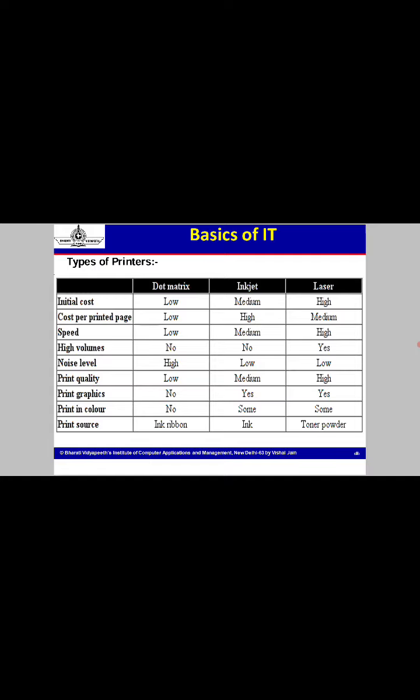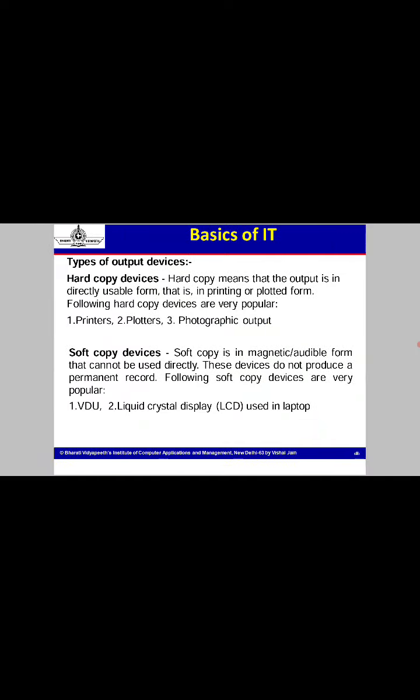So different types of printers. What are the different types of output devices? Hard copy devices means printers. Hard copy means that the output is in directly usable form, that is in printing or plotter form. Following hard copy devices are very popular. First one is printers, second one is plotters, third one is photographic output. Soft copy is a magnetic or audible form that cannot be used directly.